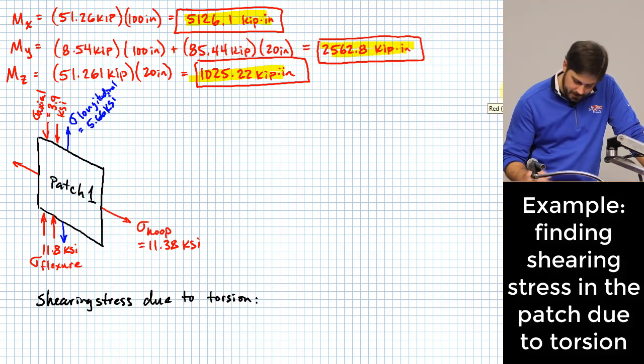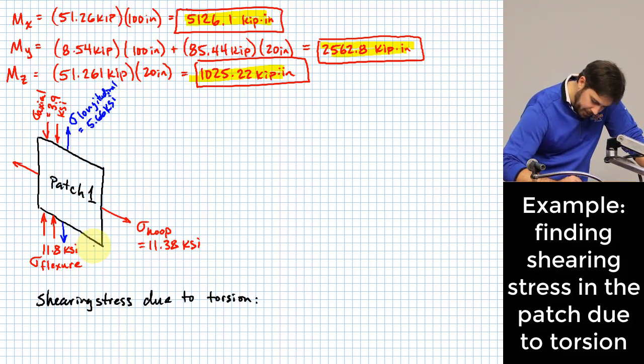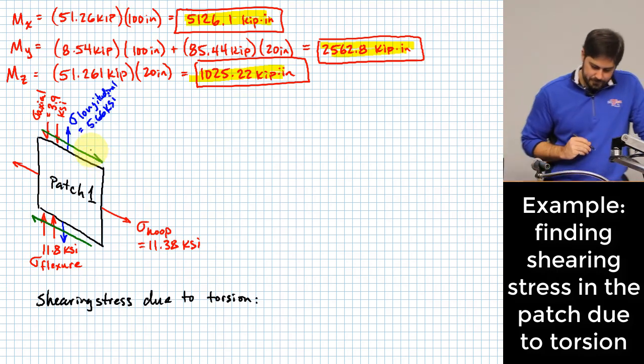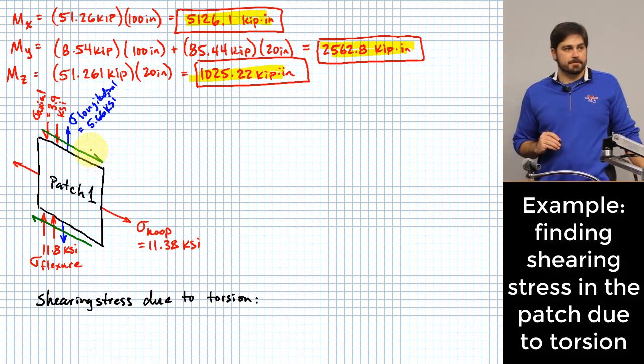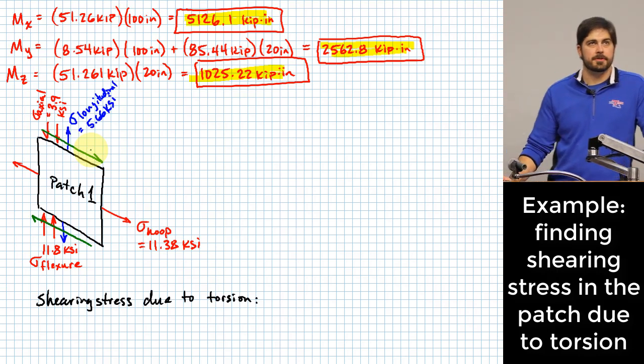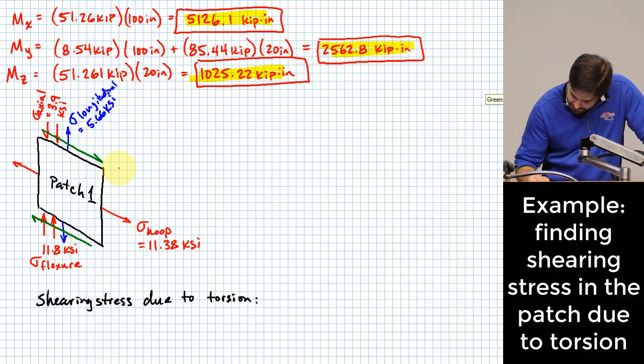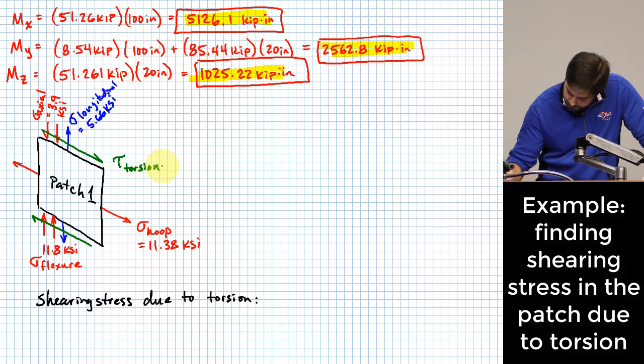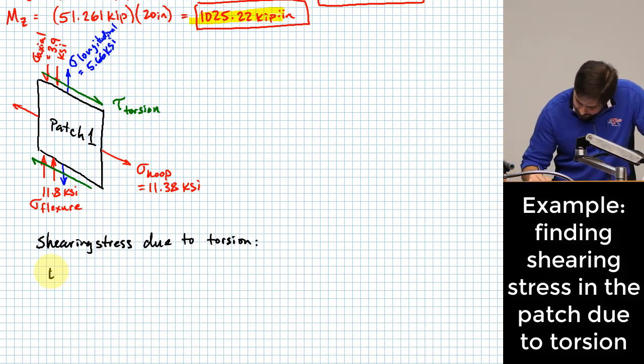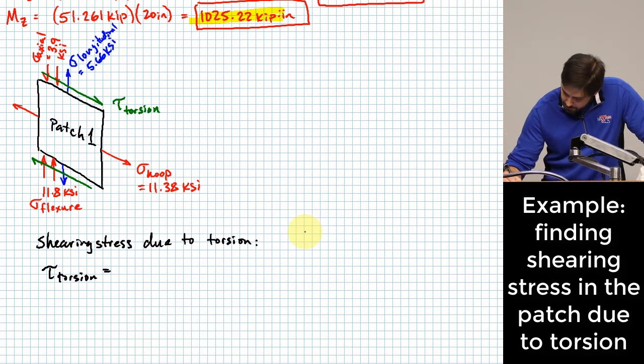Okay, the moment, I'll do this in a different color here. The moment creates a shear like this on the patch. Okay, and so this is my tau due to torsion. And my tau due to torsion is going to be based on the formula Tc over J.